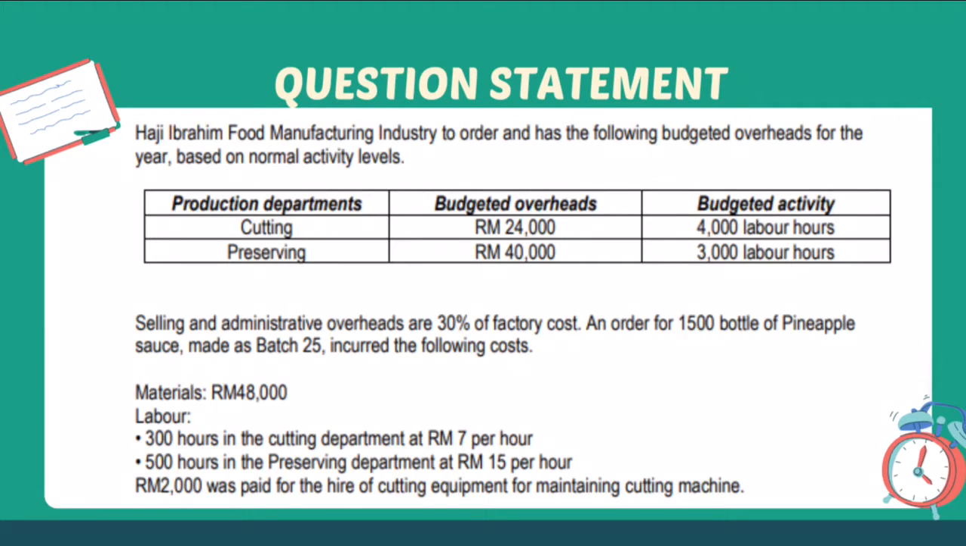The selling and administrative overhead are 30% of the factory cost. An order for 1,500 bottles of pineapple sauce made as batch 25 incurred the following costs: material of about 48,000, labor that requires 300 hours in the cutting department at RM7 per hour, and 500 hours in the preserving department at RM50 per hour. And the last statement is that RM2,000 was paid for the hiring of the cutting equipment for maintaining the cutting machine.